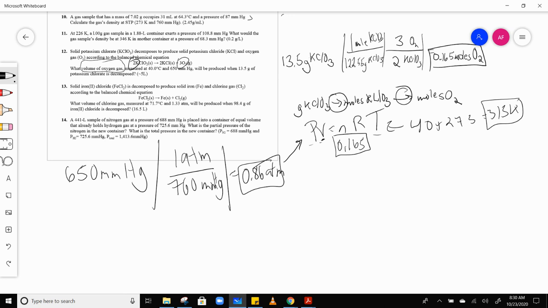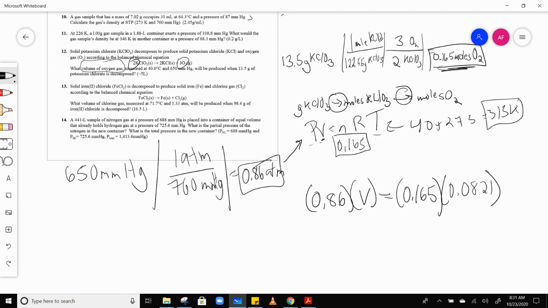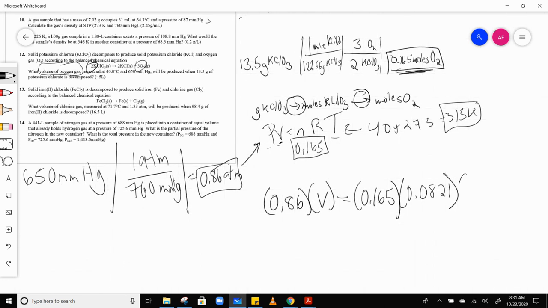Okay, so let's plug in the numbers. P is 0.86. V we don't know, we're trying to find it. N is 0.165, that's what we got from here. R is a constant, it's 0.0821. And T is 313. Okay, so we want to get volume by itself. So I'm going to divide by 0.86 to get rid of it. So volume will equal that. But if you do it to one side, you have to do it to the other.